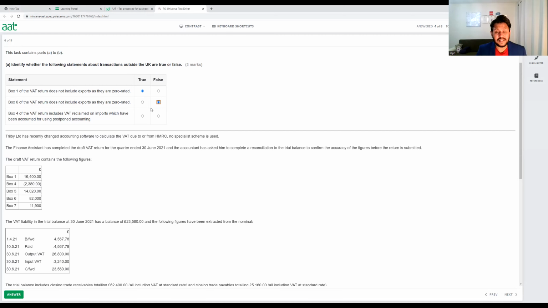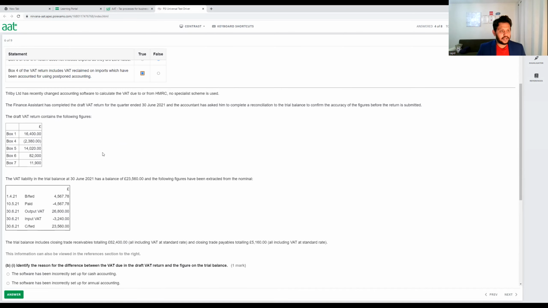For example, if the total sales is 10,000, 5,000 maybe in the UK, 5,000 outside of UK, not a problem. We have to say everything, how much we make in sales during this period. So it's not about the VAT, it's the net sales, box number 6. Box number 4, the VAT return includes VAT reclaim on import which has been accounted for using the postponed accounting. Absolutely true. So if you release the product without paying the VAT, you have to record it in box number 4 to say, I didn't pay the VAT, but I'm claiming it back, so it's going to be neutral.